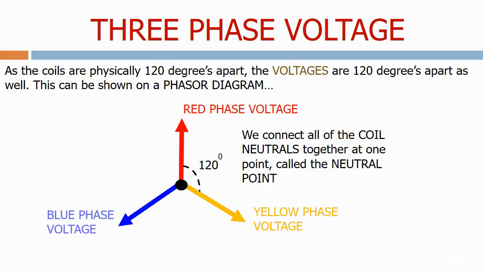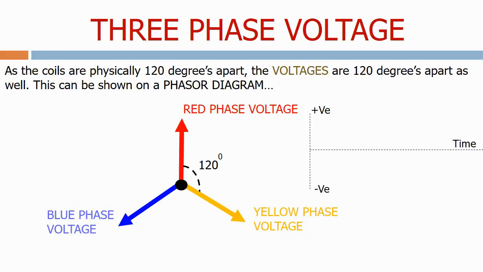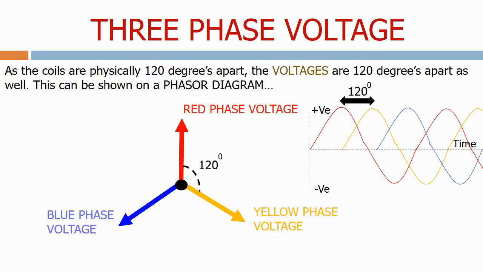We connect all of the coil neutrals together at one point, called the neutral point. This ties the 3 phase voltages together into one 3-phase system. Let's look at the standard amplitude time graph. First we have the red phase sine wave. Then, 120 degrees apart, we have the yellow phase sine wave. And finally, the blue phase sine wave.